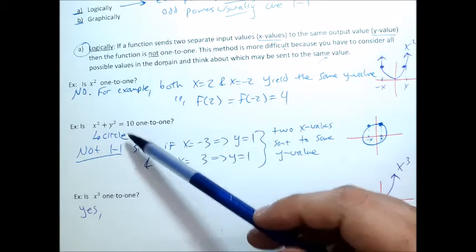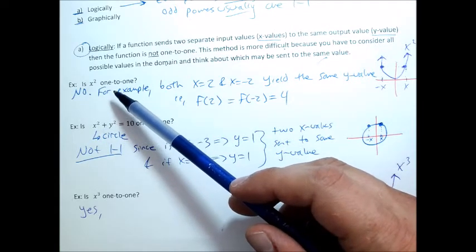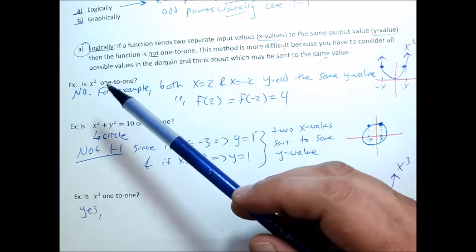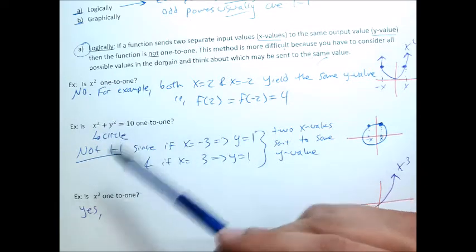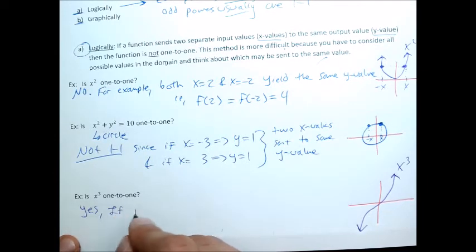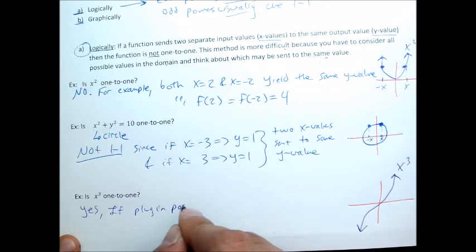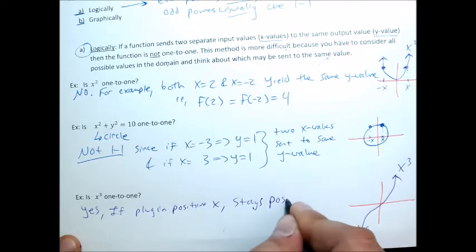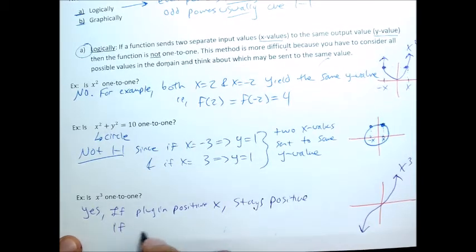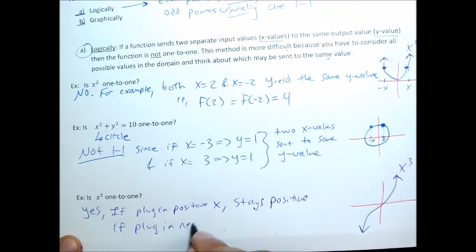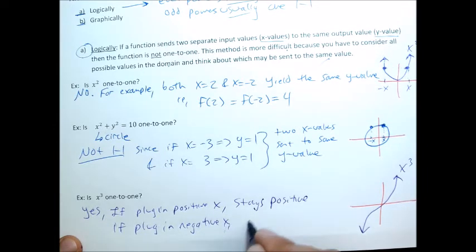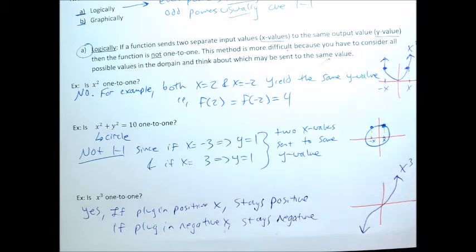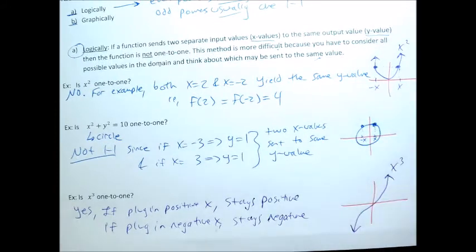The problem with the circle and the x squared is that when we plug in the negative values, it's the same as plugging in the positive values because the even power makes it positive, right? And so we don't have that issue here. If we plug in a positive x, it stays positive, and if we plug in a negative x, it stays negative. And so it is 1-to-1, and we can just see it in the graph, right? Every single x value is going to go to its own y value.